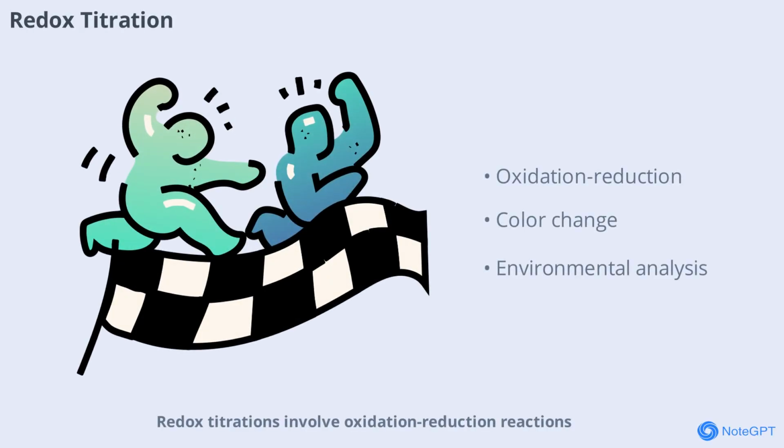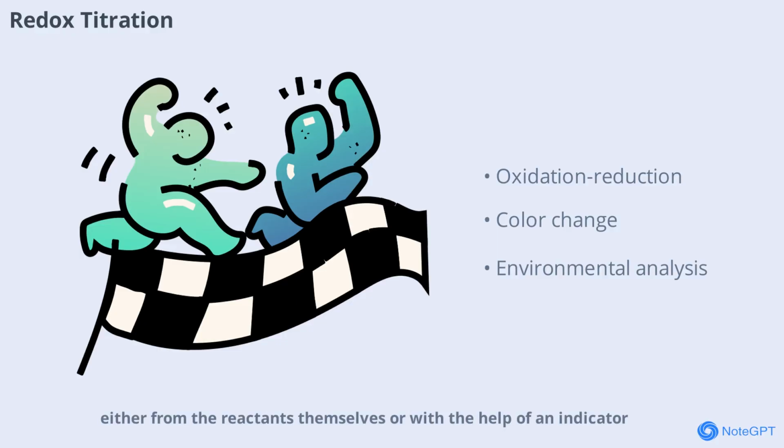Redox titrations involve oxidation-reduction reactions, where electrons are transferred between substances. These titrations are used to analyze compounds that can act as oxidizing or reducing agents. The endpoint is often detected by a change in color, either from the reactants themselves or with the help of an indicator. Redox titrations are essential in fields like environmental chemistry, where they help determine the presence of substances such as iron or chlorine in water samples.